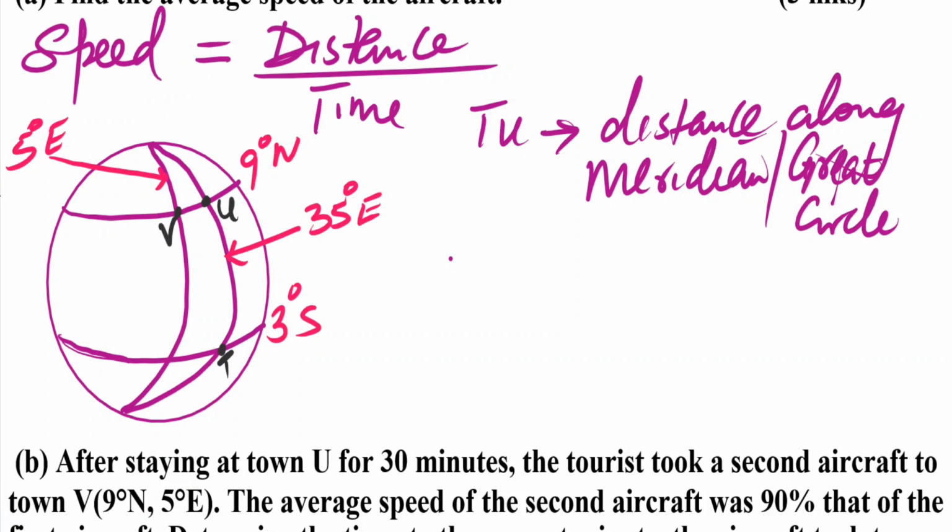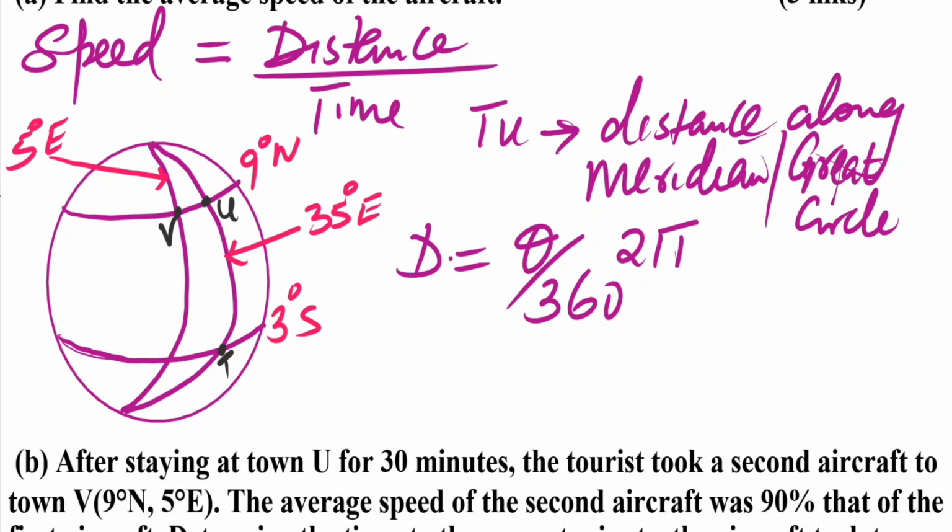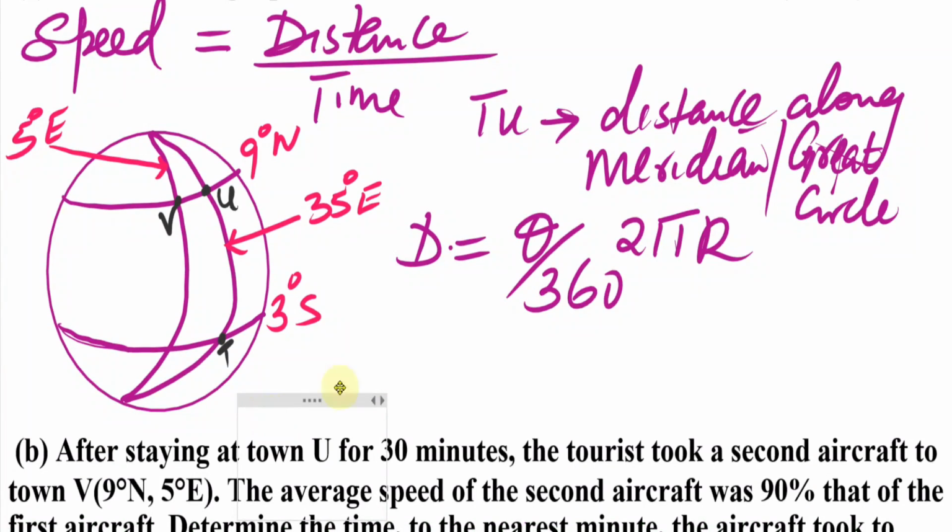So we obtain that distance with this formula. Distance is obtained by theta over 360 times 2 pi r. That is how we obtain such a distance.